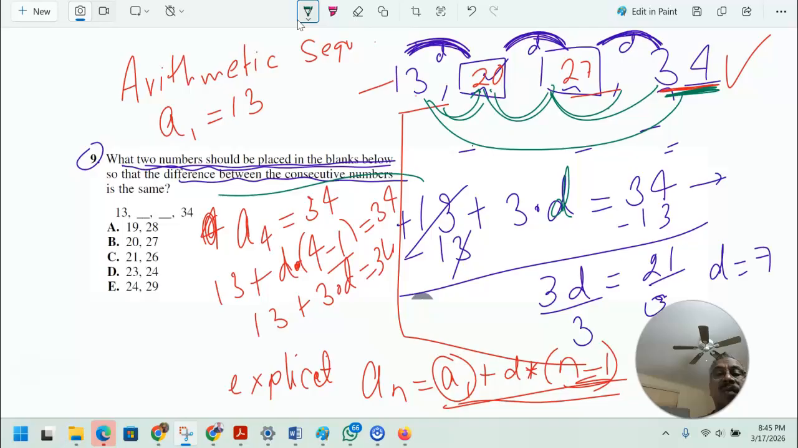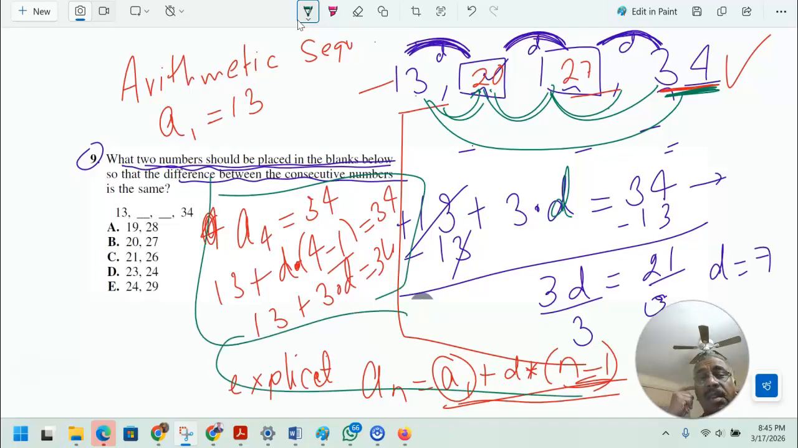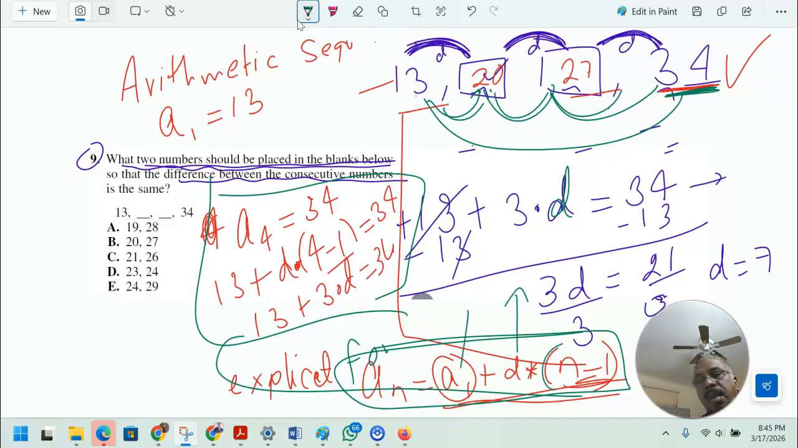If you get confused, if you forgot about this, then don't worry about it. But sometimes you still need this. What is the arithmetic sequence? Suppose they ask you what is the explicit formula, then you need to use this formula, knowing the first term and the common difference times n minus 1.